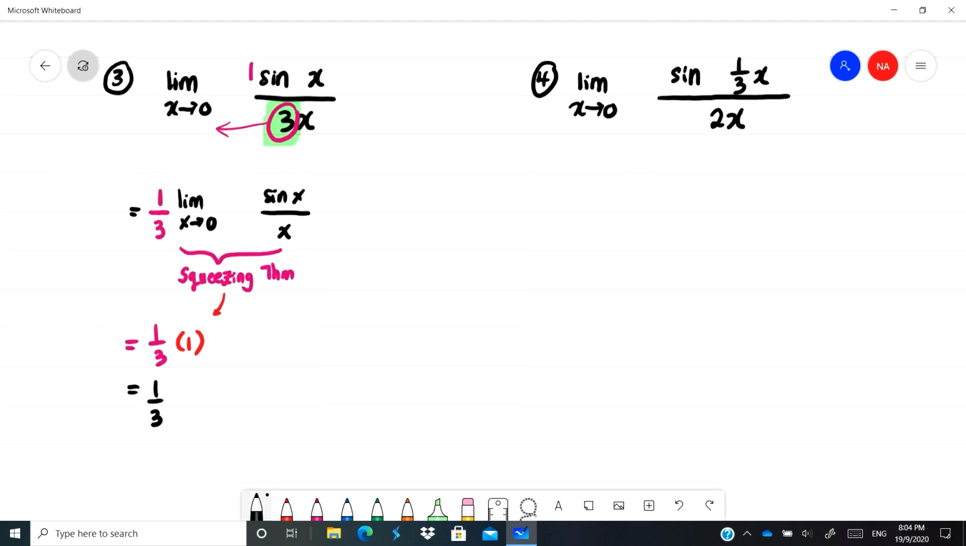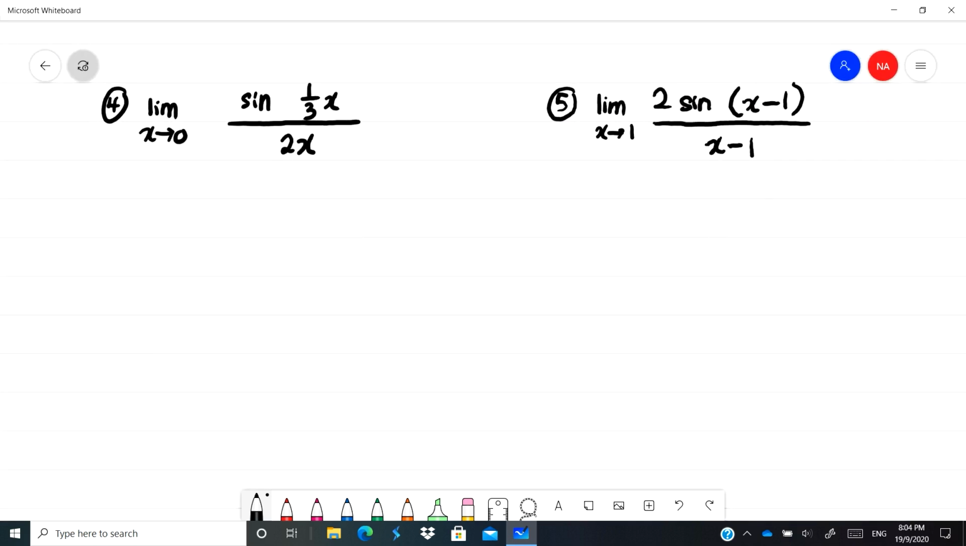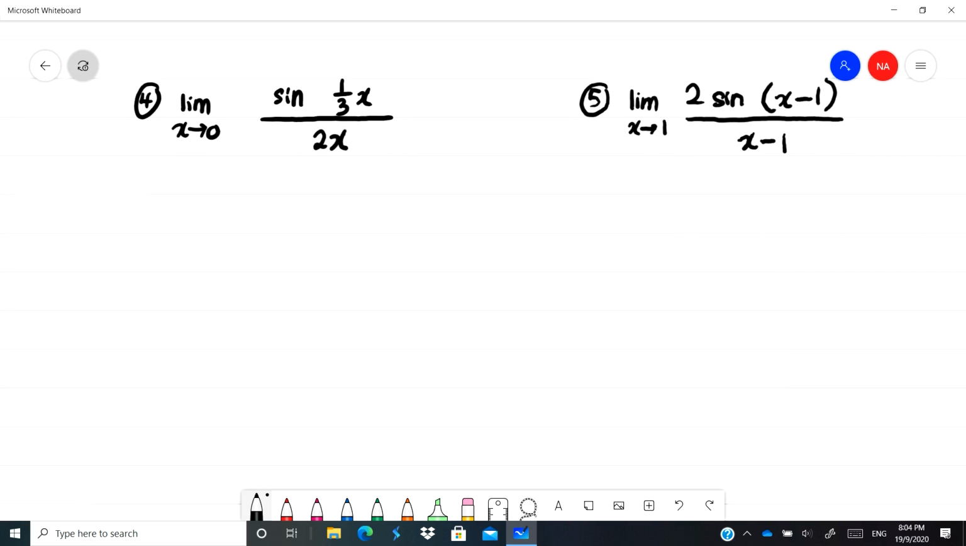All right, so let's move to number 4. If you have something like this, for some students this will be quite complicated, right? So my advice always, if you have something like this, this is 1 over 3, this is 2, they're completely different. What I'll be doing first is I'll take out this 2 outside. It will be 1 over 2, not 2. Please remember from previous examples. So it is actually 1 over 2. So we'll have limit as x approaching 0 of sine 1 over 3x over x.